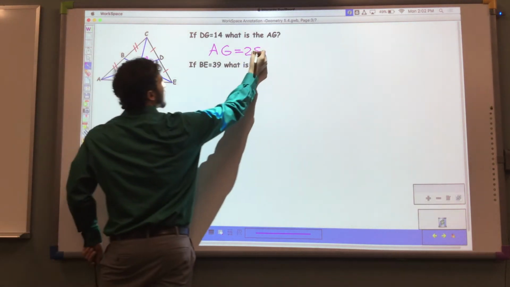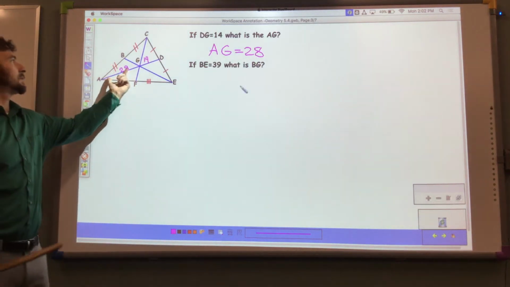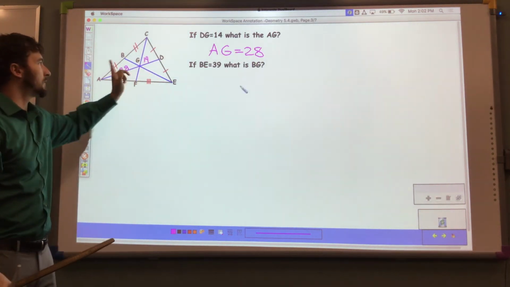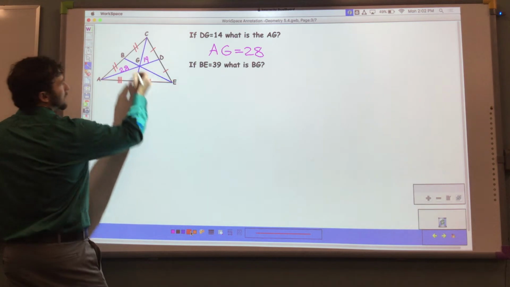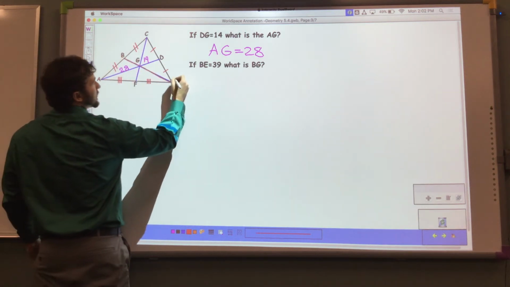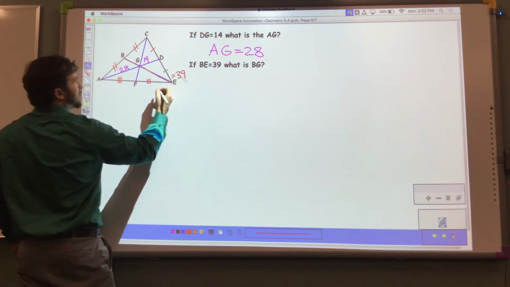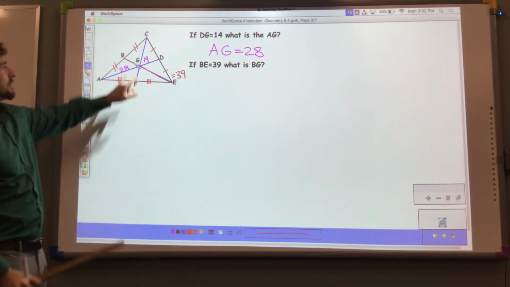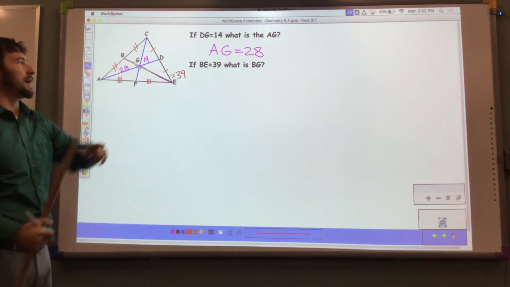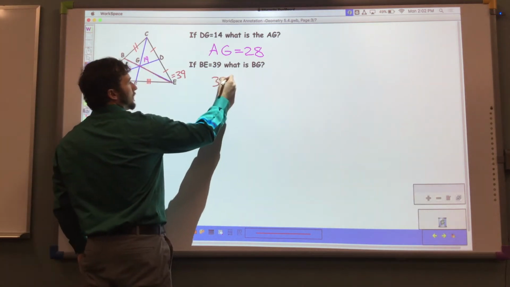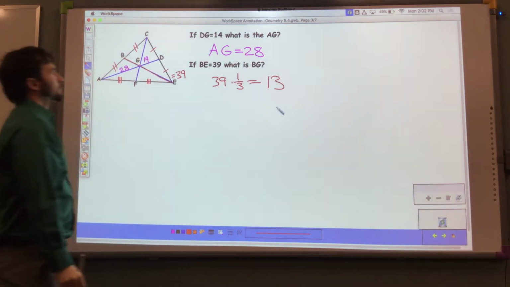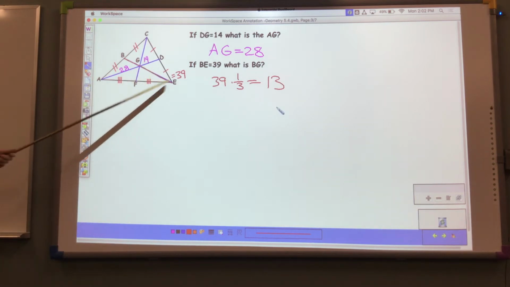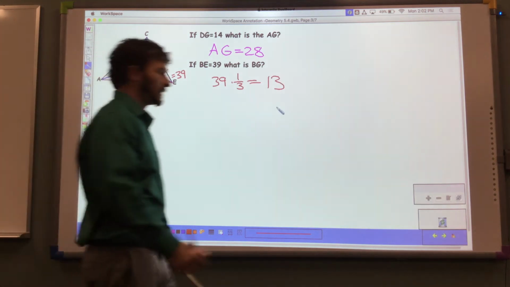Okay, so that's another way of thinking about this, is that this longer piece will be twice as big as the shorter one. 1/3 versus 2/3. If BE is 39, so if this whole thing is 39, then what is BG? Well, BG is 1/3, so you take 39 times 1/3, which is the same as dividing it by 3, and you're going to get 13. So again, remember, from the vertex to the centroid is 2/3, okay, which means the rest there is 1/3 of that whole segment.